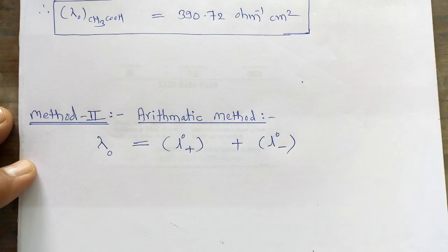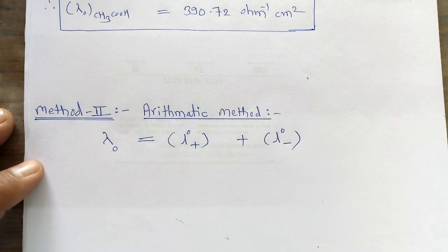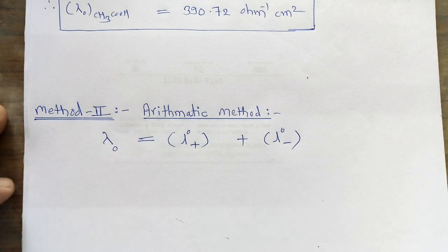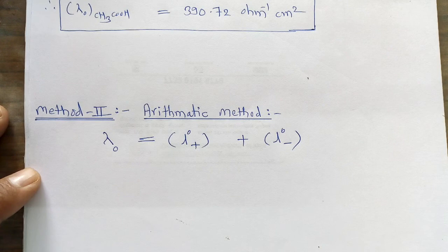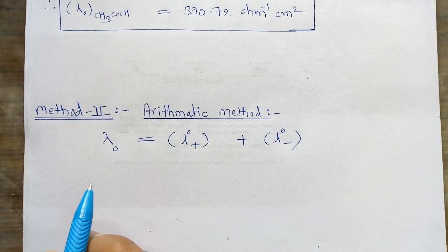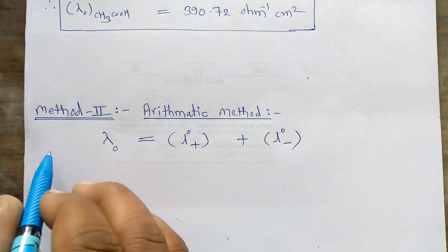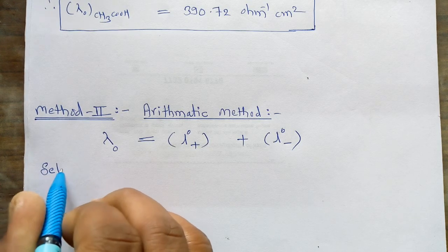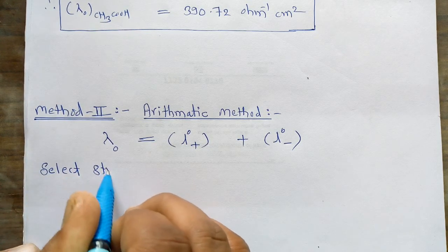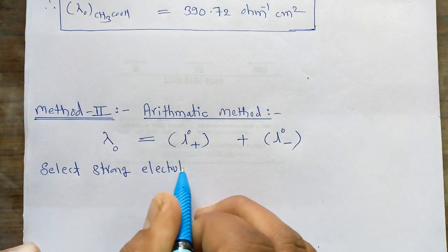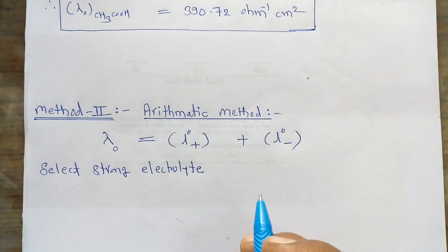Now, how do we calculate lambda 0 in this method? We have to take some strong electrolytes and a weak electrolyte. We have to select a strong electrolyte.